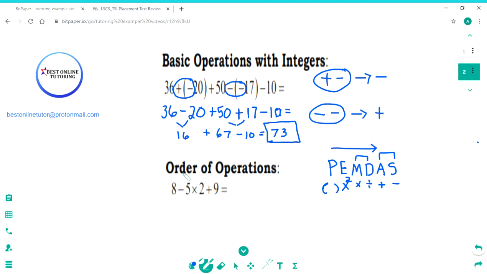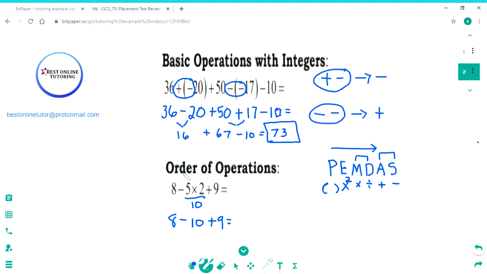8 minus 5 times 2 plus 9. I'm going to use my PEMDAS rules to see the order that I need to do the operations. We'll look and we don't see parentheses. We don't see exponents. We do see multiplication. So multiplication is what needs to happen first. 5 times 2 is 10. Now I'm going to bring everything down. 8 minus 10 plus 9.